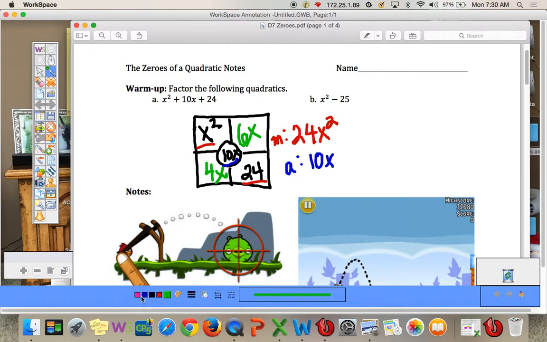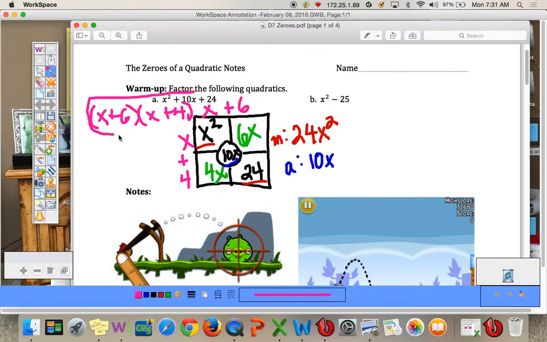And then we're going to get the outside of the box by thinking what multiplies to x squared, that would be x and x. X times 6 is 6x, x times 4 is 4x. So the two factors of this trinomial are x plus 6 and x plus 4. If you wanted to check your answer, you could multiply this out, and you should get what you started with.